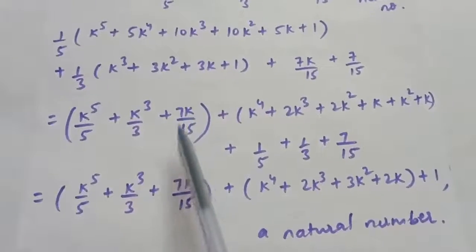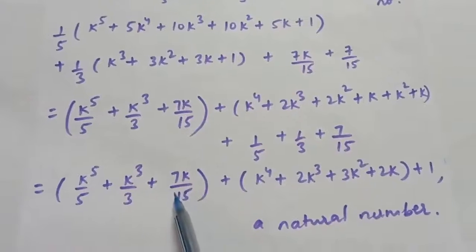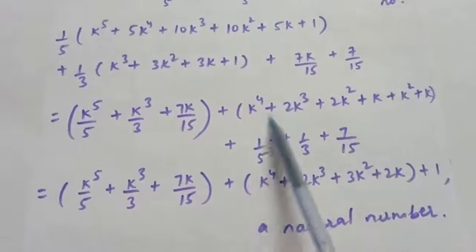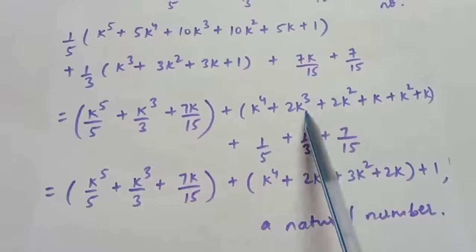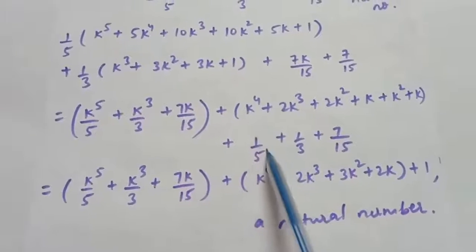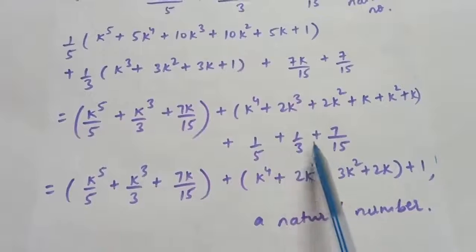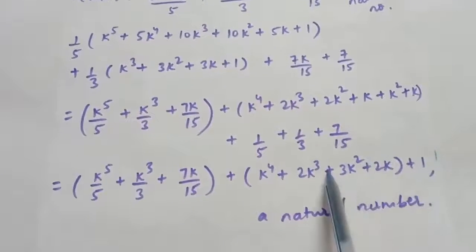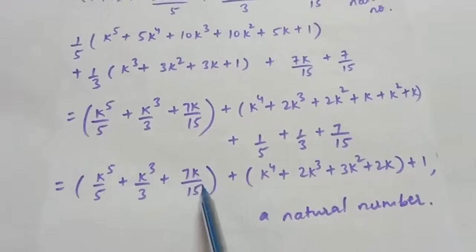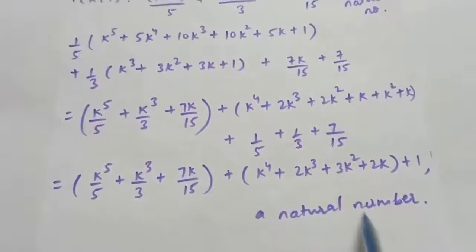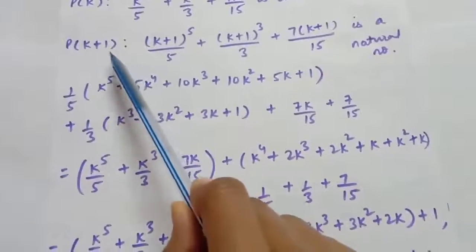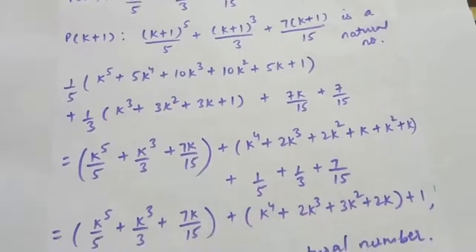This is already a natural number, right? Using 1. This expression will be a natural number obviously because k is a natural number, and this will become 15 by 15, which is 1. This is also a natural number. Adding all the natural numbers will give a natural number only. Therefore this is a natural number. Therefore for P(k plus 1) also the result is true. Clear?